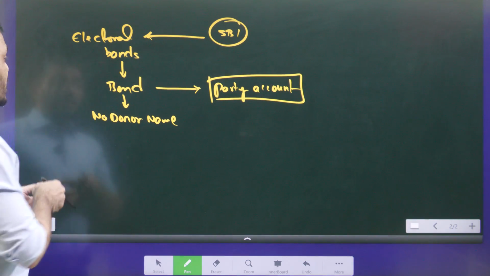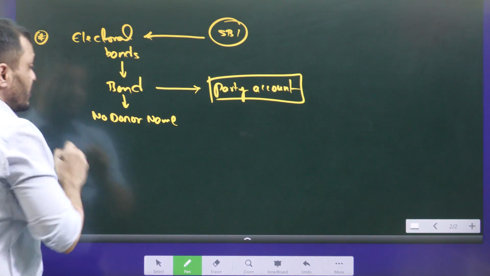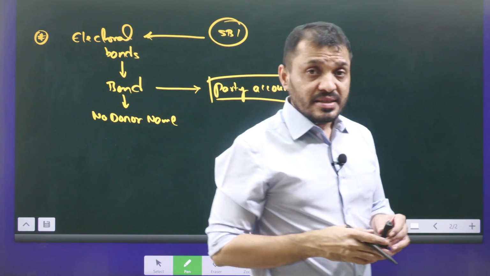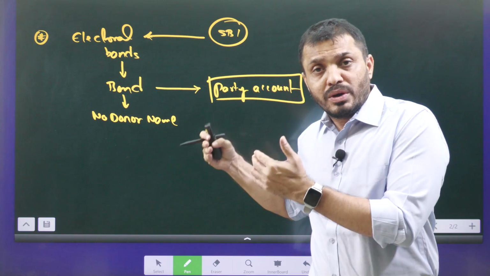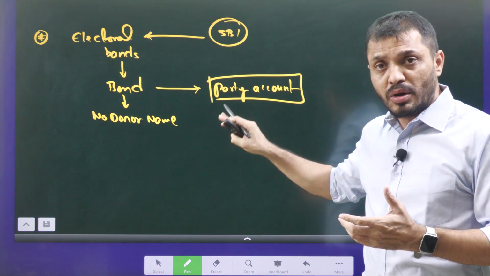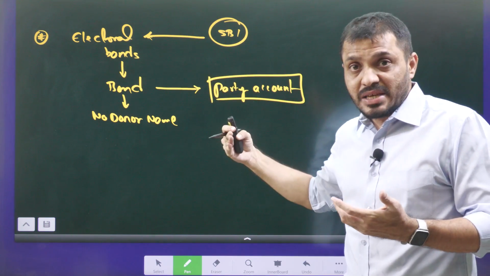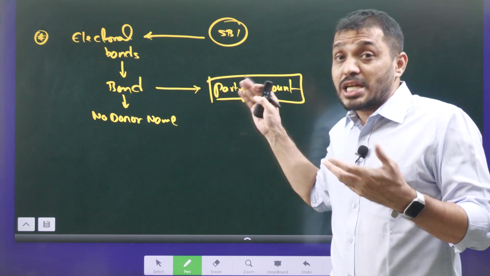That is the major concern here. Even if an RTI is filed, these donations, you don't know who the money is coming from. You only know how much money you got through electoral bonds, but you don't know who gave the bonds to you, because the parties also don't know.